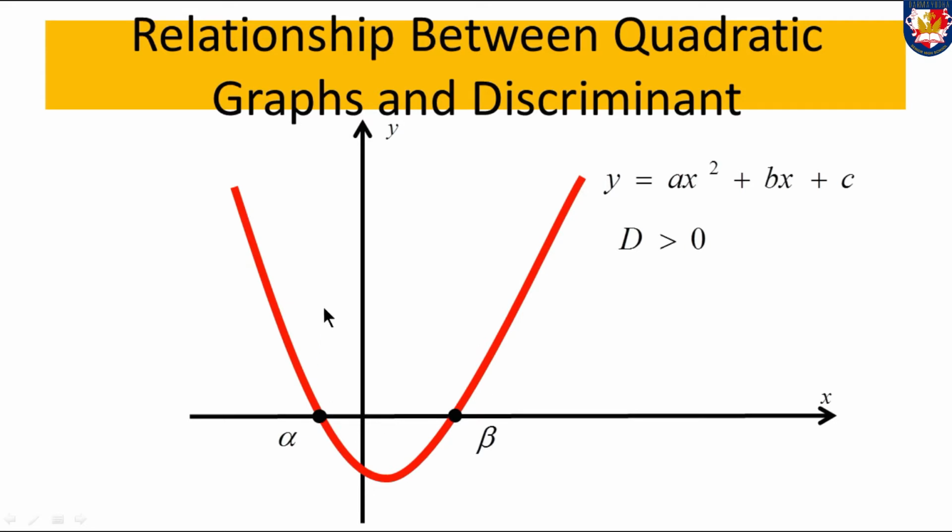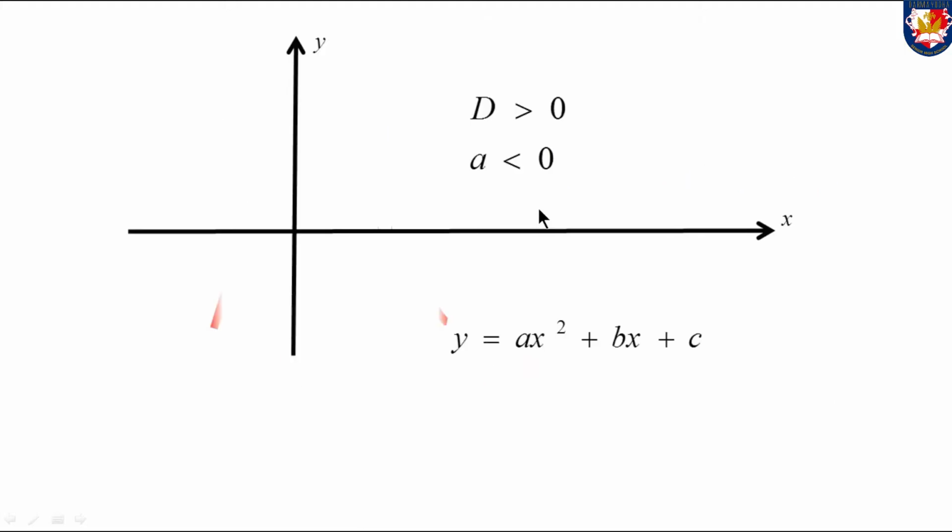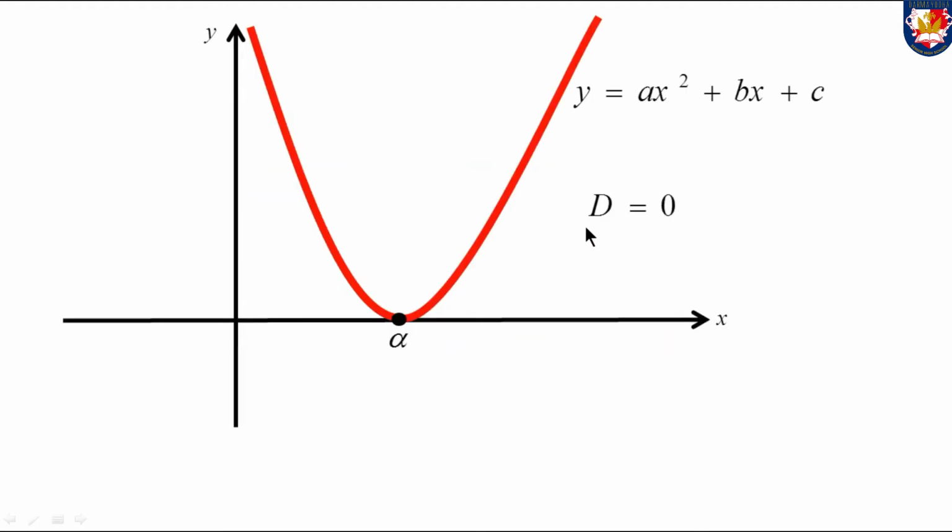But in this particular graph, the value of a is greater than 0 because the graph opens upward. In this particular graph, the D is still greater than 0. There are two roots, but a is less than 0 because the graph opens downward. So how about D equal to 0?